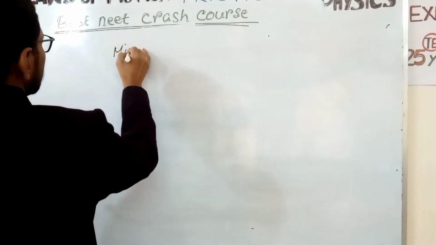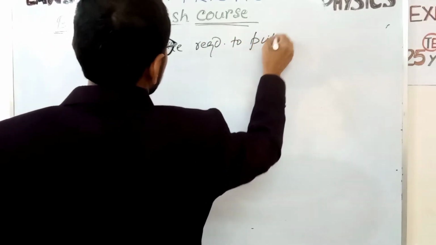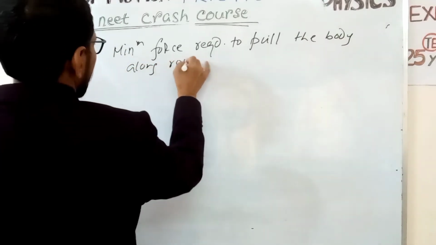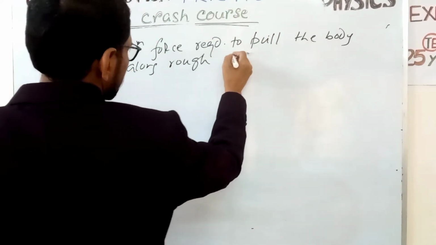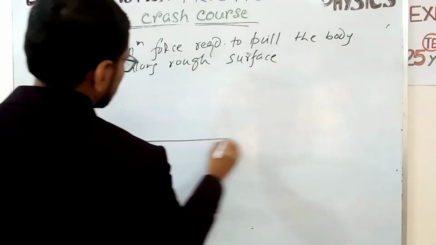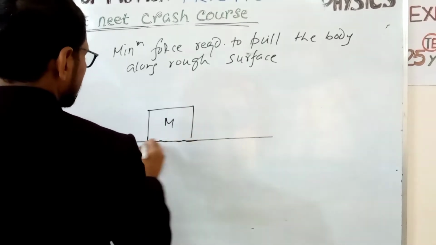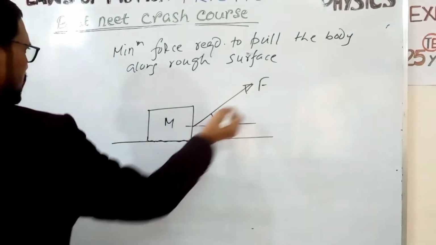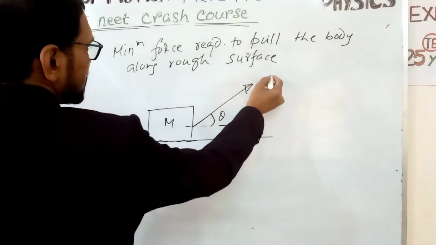Now, the minimum force required to pull the body along a rough surface, a plane surface. Suppose this is a surface and the body is at rest on the rough surface. A force is applied at an angle theta. What is the minimum force to pull the body? How can we calculate the minimum force?